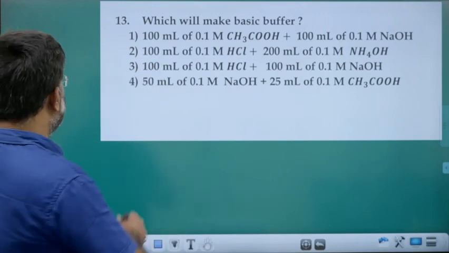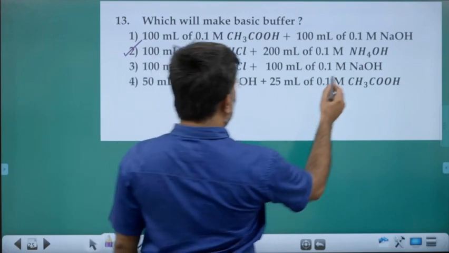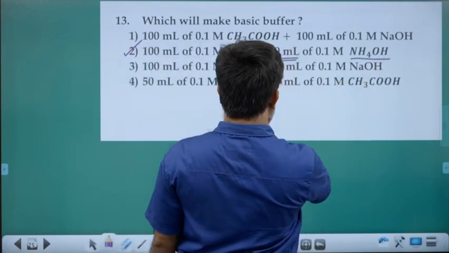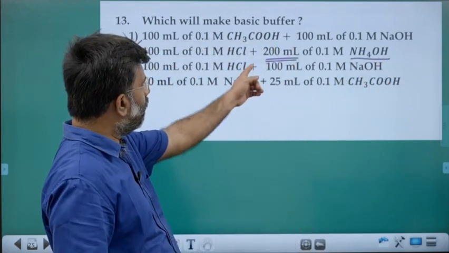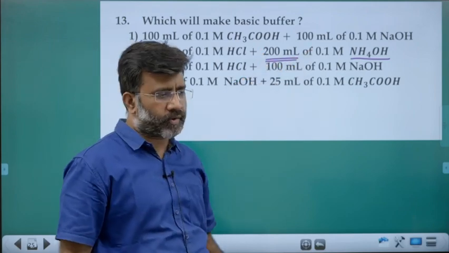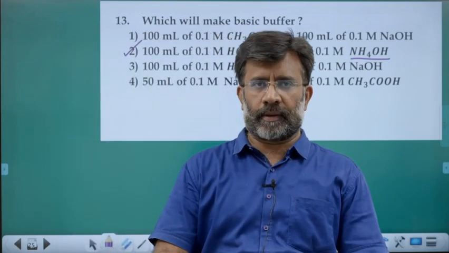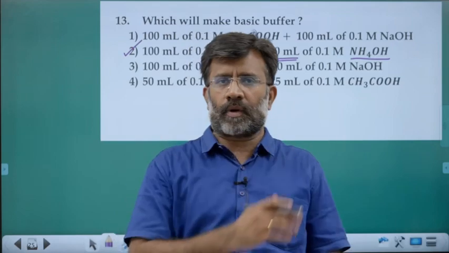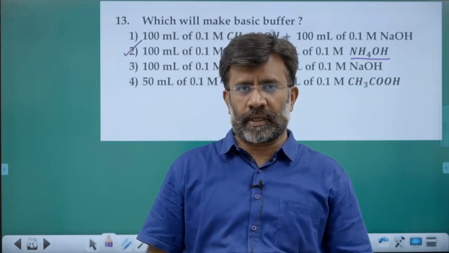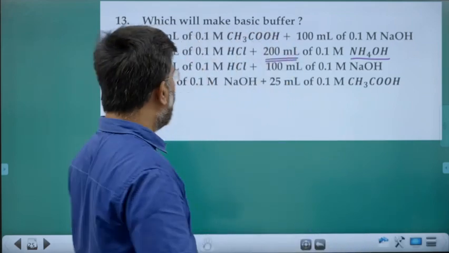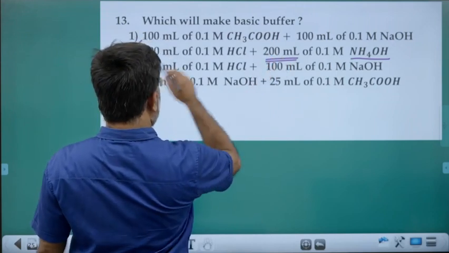The second one is the answer. Here you have a weak base in excess quantity: 200 ml of ammonium hydroxide, and the acid is only 100 ml. So 100 ml will be neutralized and the remaining base will be there. Out of 200, 100 will neutralize.